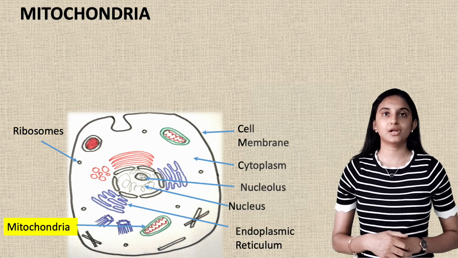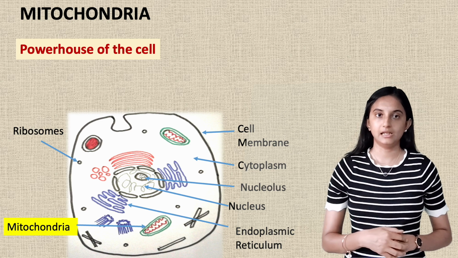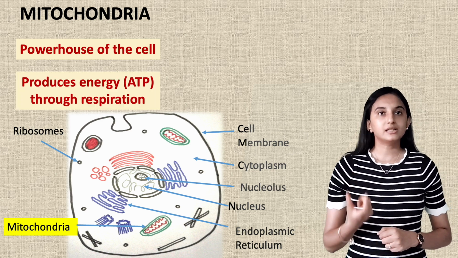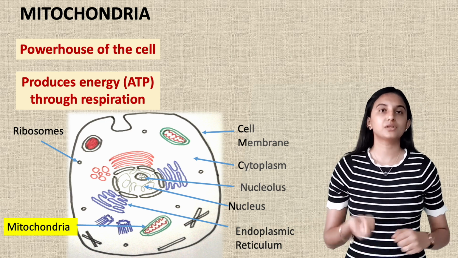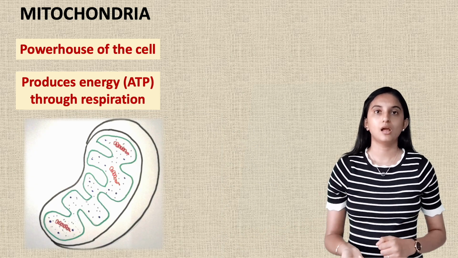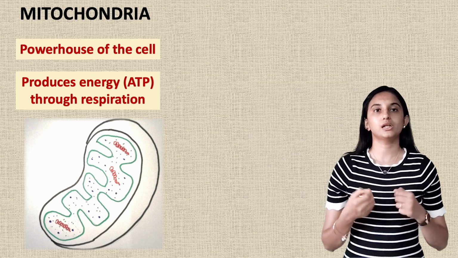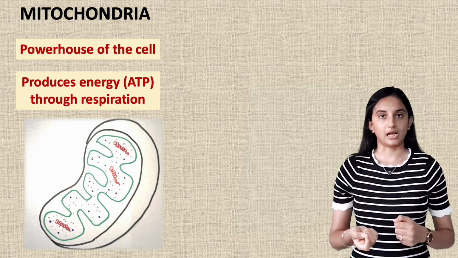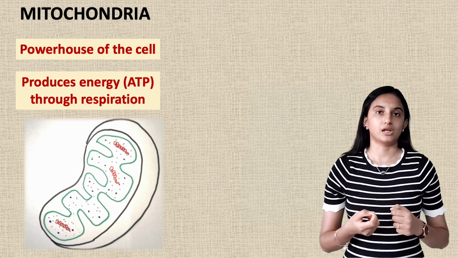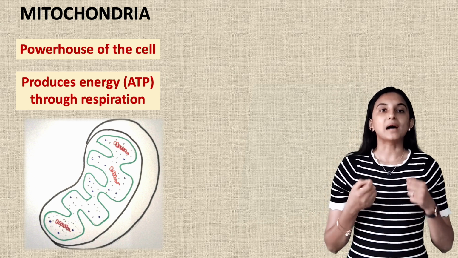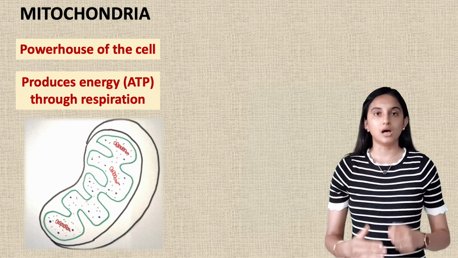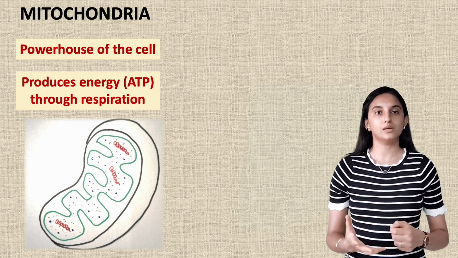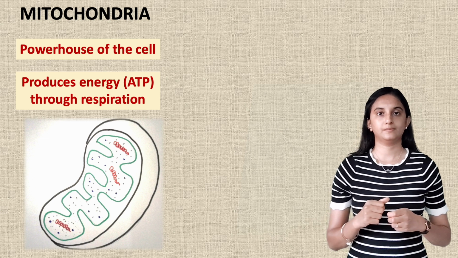Next are the mitochondria. The mitochondria are the powerhouse of the cell. They generate ATP, which is the main energy source for the cell. Mitochondria have a double membrane. The inner membrane is folded into structures called cristae, which increase the surface area for energy production. Mitochondria also contain their own DNA, which allows them to reproduce independently within the cell.